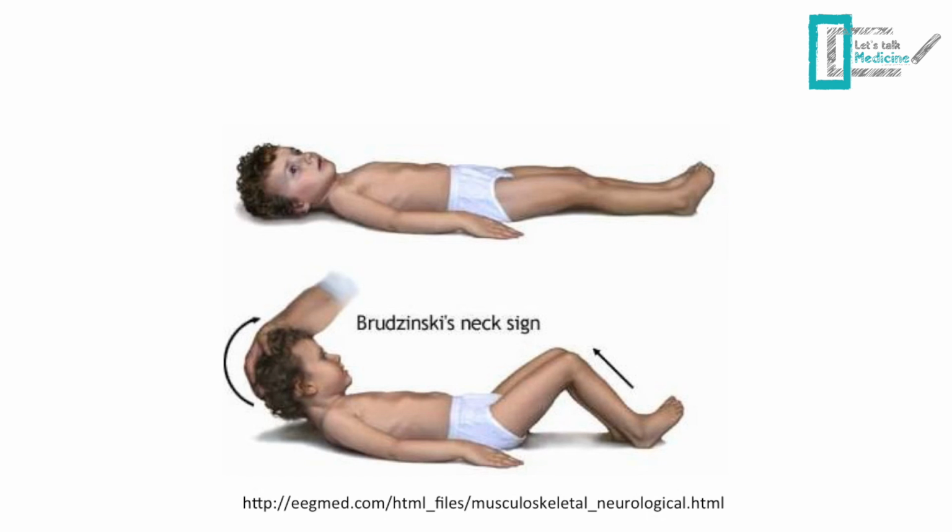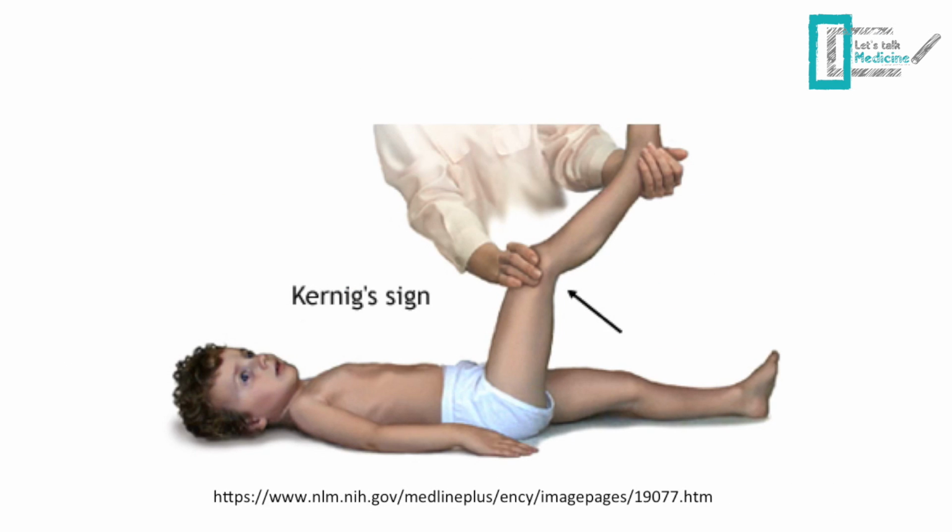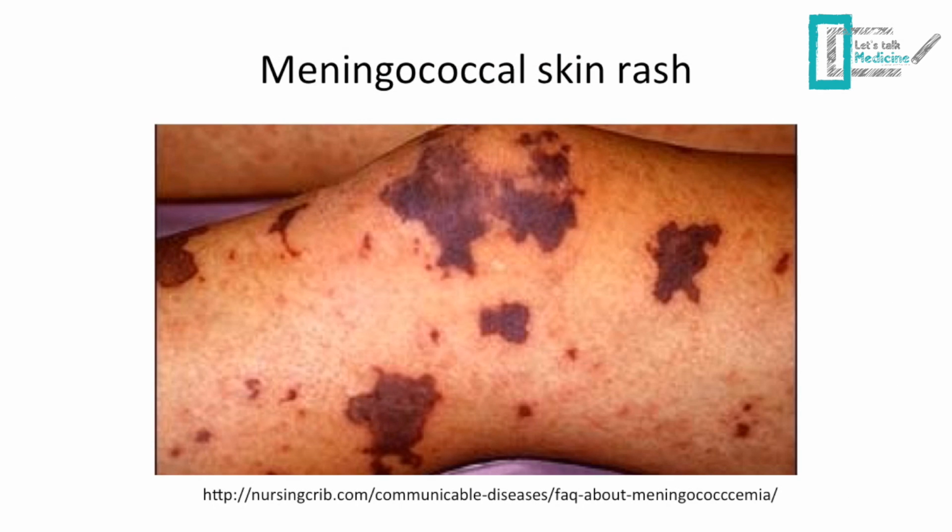Now this is a picture showing you Brudzinski sign. So basically Brudzinski sign, when you try to flex the neck of the patient, as you can see in here, the patient will automatically flex the knees, okay? So this is Brudzinski sign, and it's really more sensitive and more specific than the other sign, which is Kernig sign. The other sign of meningitis on physical examination, as we said, is the Kernig sign. So Kernig sign is basically when you try to extend one knee, the other knee will flex.